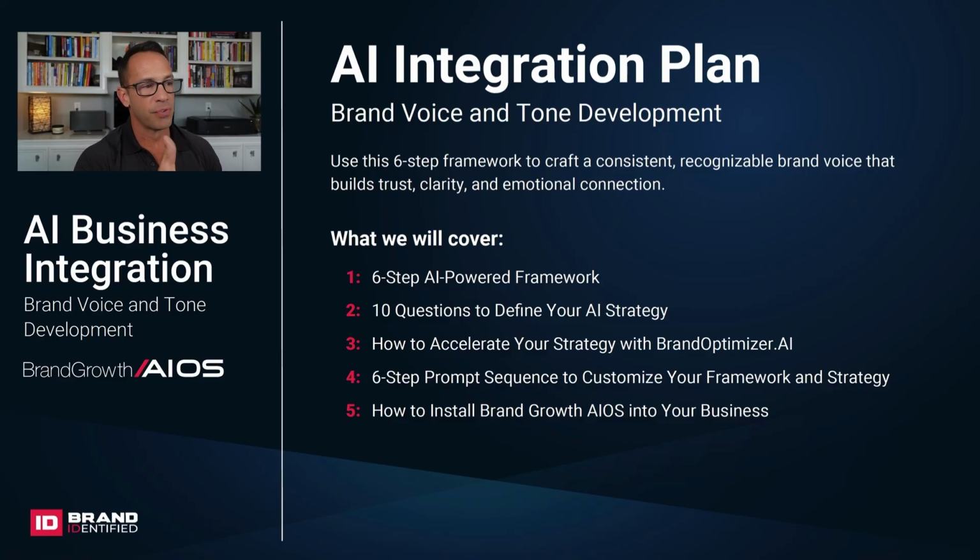First off, we're going to go over that 6-step AI-powered framework. Then we're going to define and answer the 10 questions that you need to answer to build out your AI strategy. Then I'm going to show you how to accelerate your strategy with BrandOptimizer.AI, which is a custom GPT. And then I'm going to show you a 6-step prompt sequence to customize your framework and your strategy, also using that BrandOptimizer.AI custom GPT. And then finally, I'm going to show you how to install Brand Growth AIOS into your business. So let's go ahead and get started.